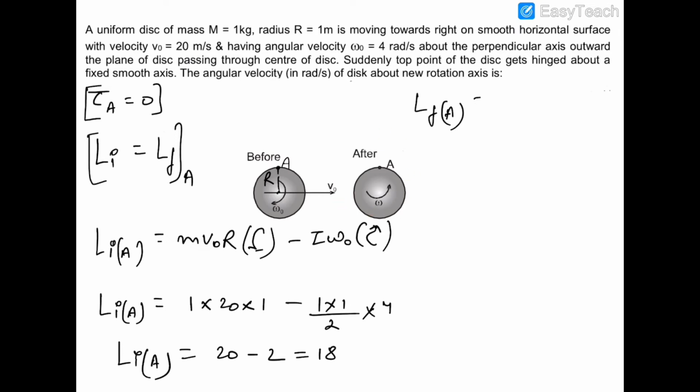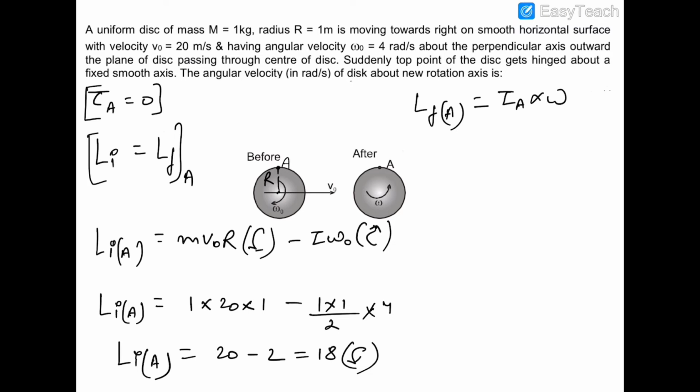And this is also due to the fact that you can see that the net angular momentum is in anti-clockwise sense, because the greater angular momentum is the anti-clockwise angular momentum. So the net initial angular momentum is in anti-clockwise sense. Hence, the final angular momentum would also be in anti-clockwise sense, and that would be equal to I, moment of inertia about A, into omega.